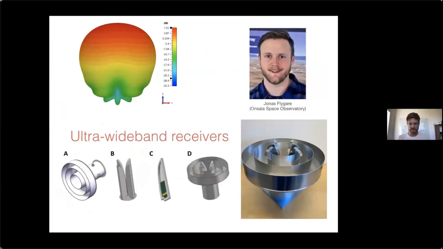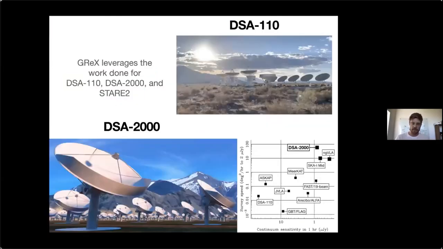And we're also going to be using the ultra wideband receivers developed by Jonas Flieger at Onsala in Sweden. And he's created these for DSA 2000. So again, this is really piggybacking on some really low noise and high performance instrumentation that's been built for these two projects, DSA 110, which has about half of its antennas now, and DSA 2000, which is still in the design phase.